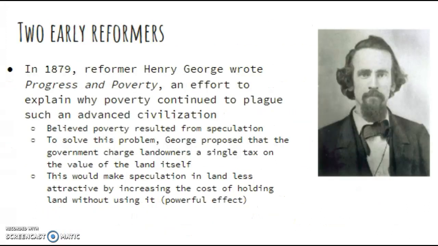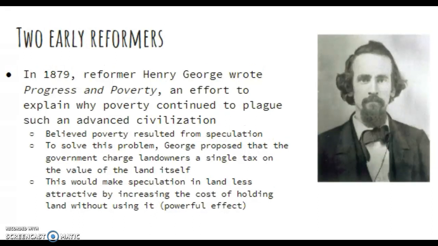Two early reformers. In 1879, reformer Henry George wrote Progress and Poverty, an effort to explain why poverty continued to plague such an advanced civilization. He believed poverty resulted from speculation. Speculation was when people bought and held onto land until its price went up, and this prevented others from using the land productively. Again, they were just buying the land to make a profit.